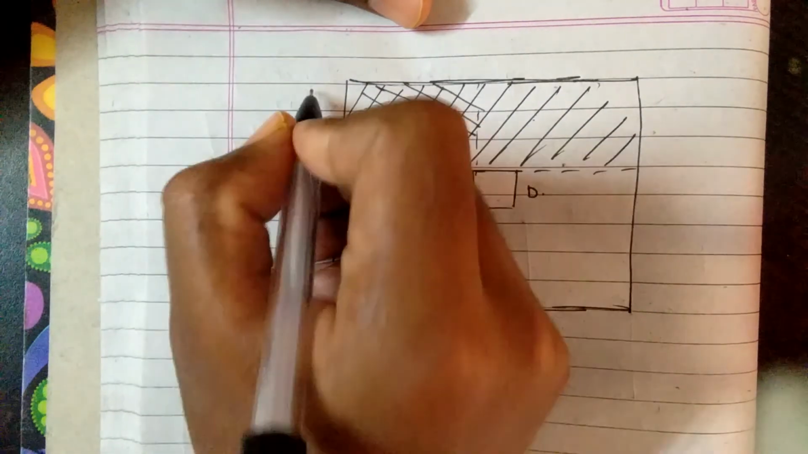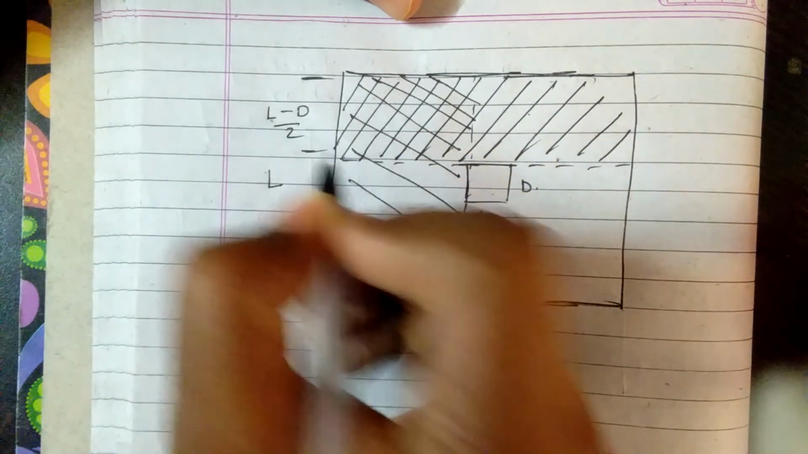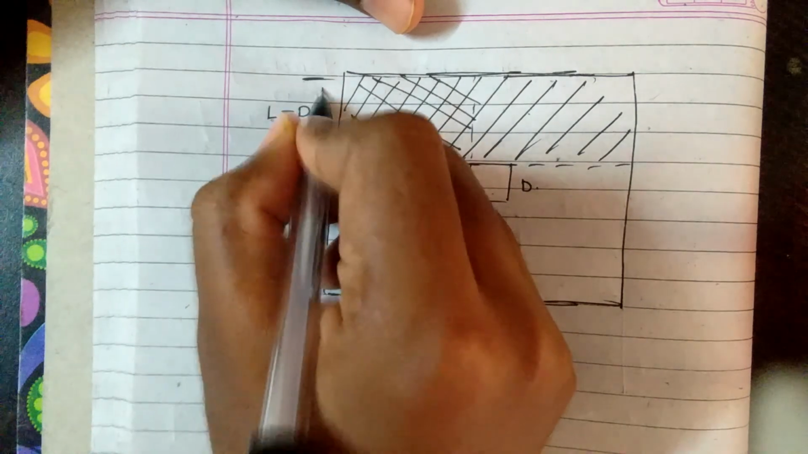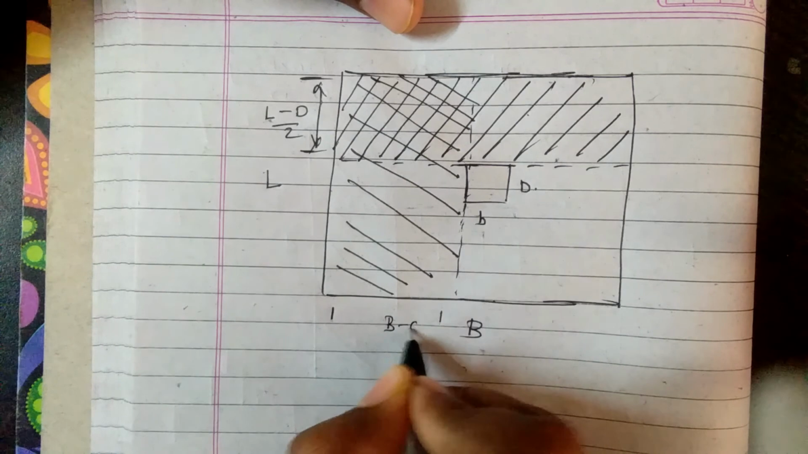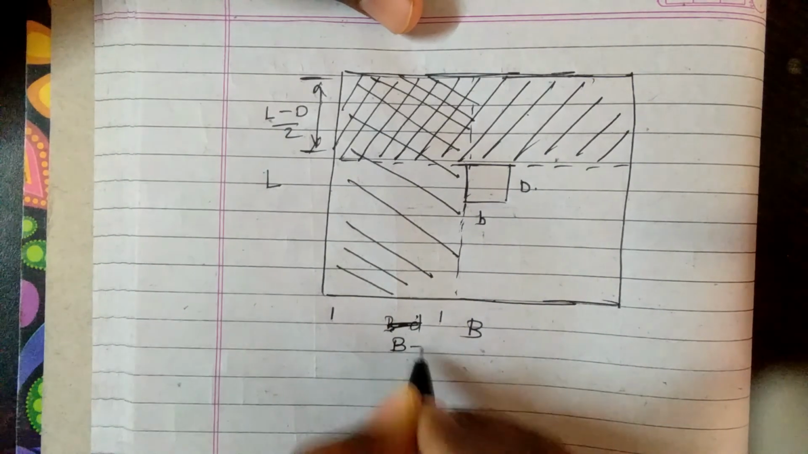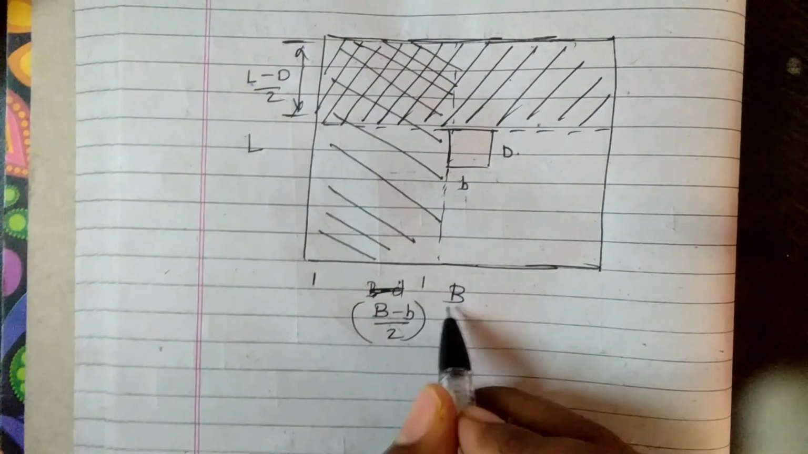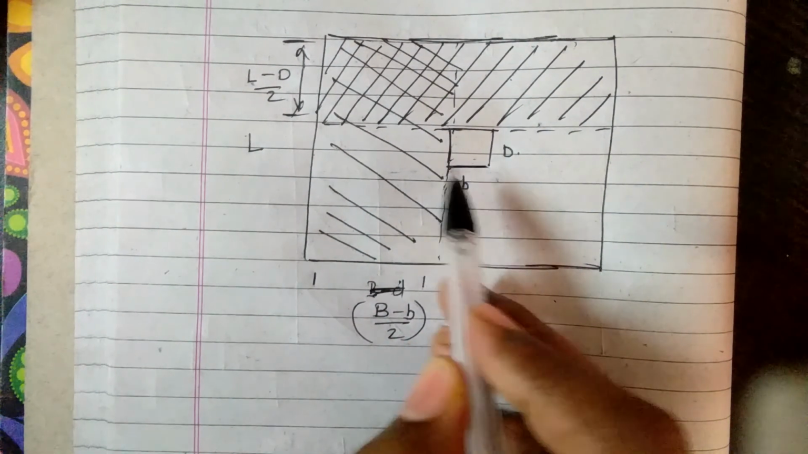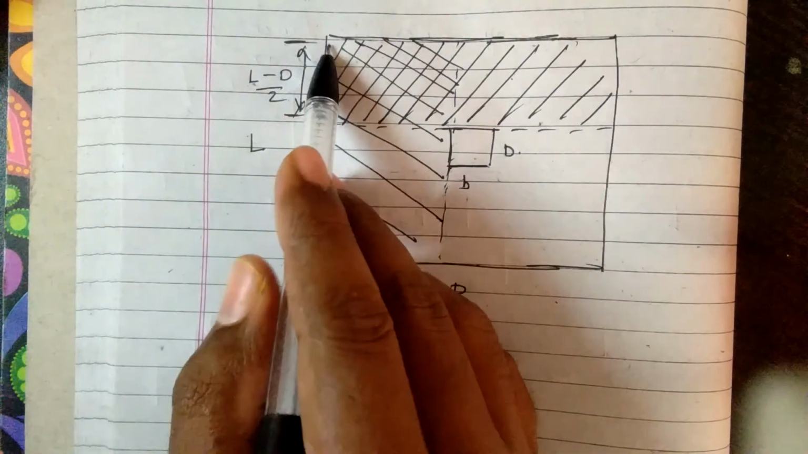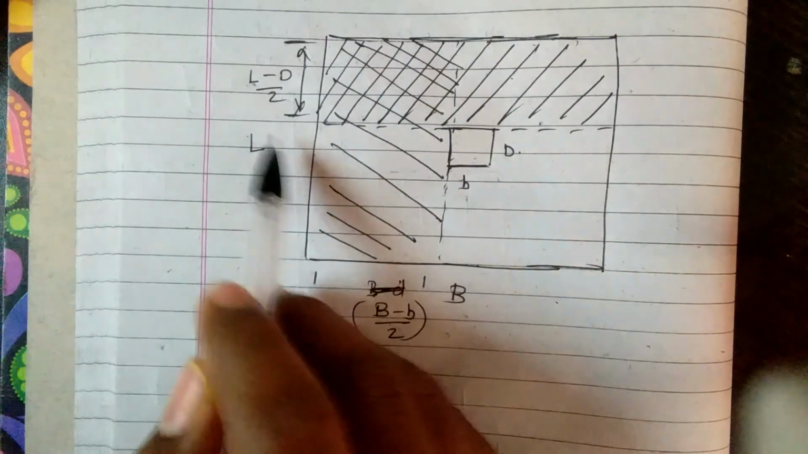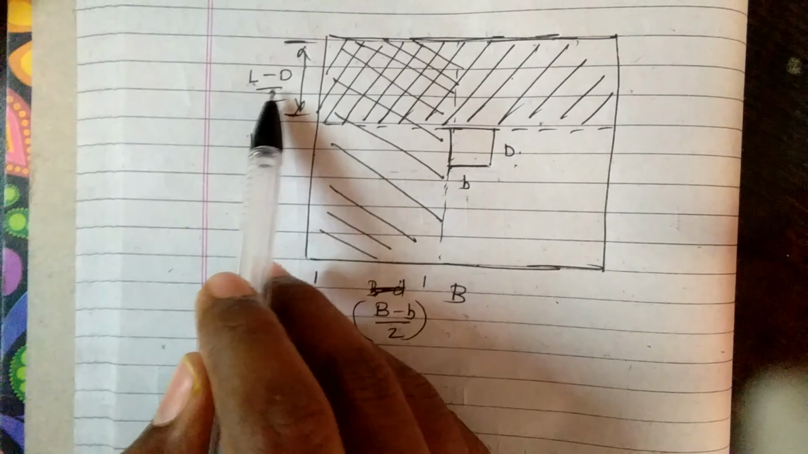Now how are we going to find this distance? It means L minus D by 2. This is this distance. Now this one means B minus small b divided by 2 is this distance. It means that overall distance minus the width of the column divided by 2 will be this distance. Now for this, total L minus this distance, this minus this divided by 2 is equal to this distance.